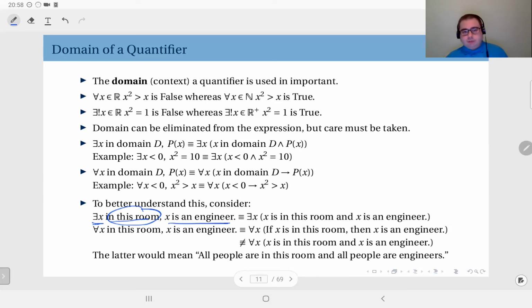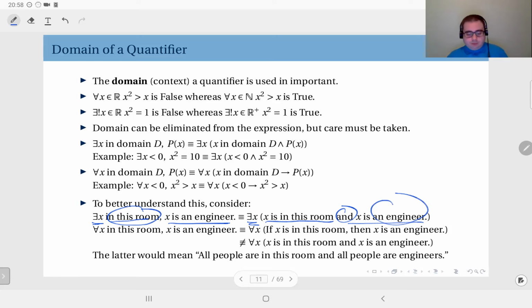So I can express this without restriction in the quantifier as this: there exists an x, with no domain restriction, x is in this room and x is an engineer, okay? Since I'm talking about existence, it makes sense to use 'and' here in between, because the thing whose existence I'm talking about is in this room and also has this property, being an engineer, okay?